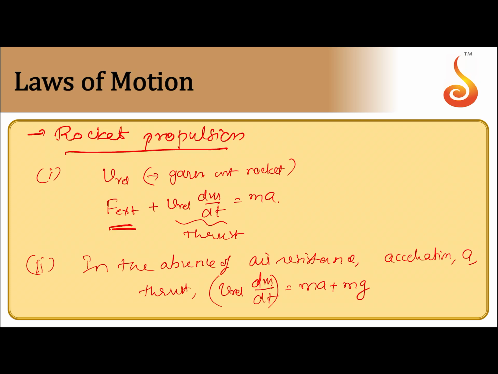Suppose the rocket moves up with constant velocity. What if the velocity of the rocket is constant? Then what is the thrust equal to? Then the thrust is simply v relative dm by dt, and this is simply equal to mg. So the thrust is simply equal to mg. So these are some of the important cases as far as applications of Newton's law in non-inertial frame is concerned. Variable masses, of course.